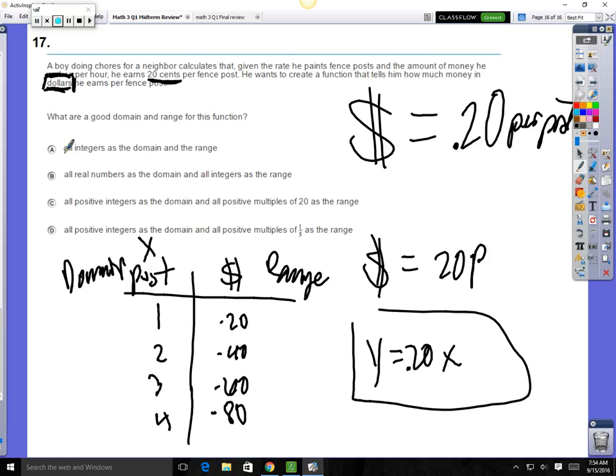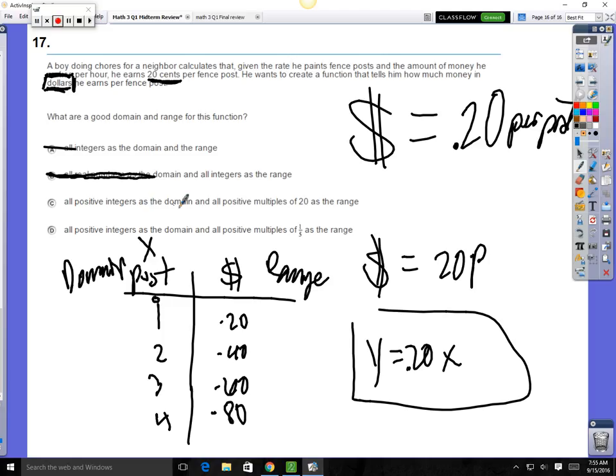So what's a good domain? All integers as the domain. Okay, that's not it, because the smallest post is 1. Integers are all the positives and all the negatives. So we really don't have any negative posts, and we don't have any negative money, so everything's got to be positive. All real numbers, that's not it. Real numbers are all the negatives, all the positives, all the decimals, all the fractions, everything. All positives, okay, this sounds better.